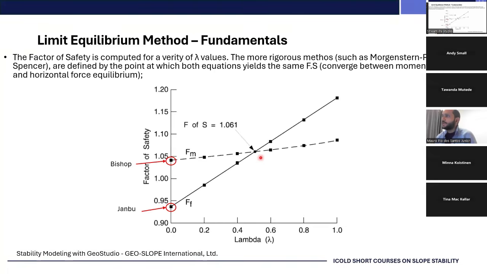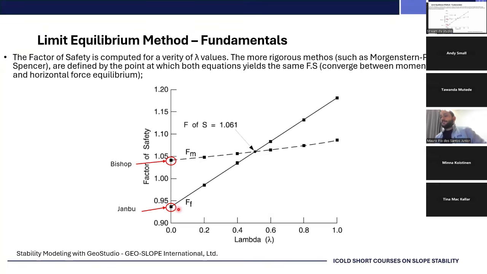So the factor of safety for the more rigorous methods, such as Morgenstern-Price and Spencer, is where the force and moment equilibrium give you the same value for the factor of safety. And those equations reach the same response. If you take lambda to be equal to zero, that means you don't have any intra-slice shear forces. And that is the simplification that was used by Bishop and Janbu with those methods. The difference between them is that Bishop only solved the moment equilibrium and Janbu only solved the force equilibrium.